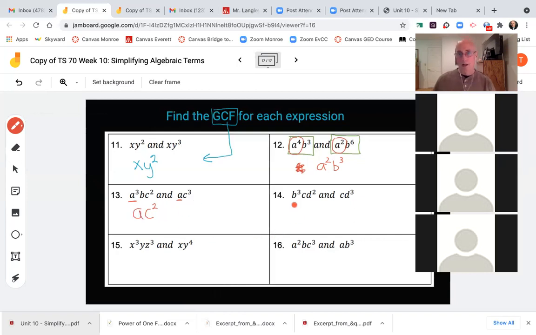One more. 14. B to the third c d squared and c d. So there's no b over here, so b's out. C, do they both share a c? Yeah, they both share a c, and that's all. There's no square. D squared and d to the third. D squared. c d squared. Okay.